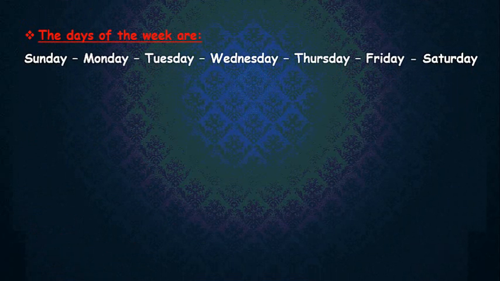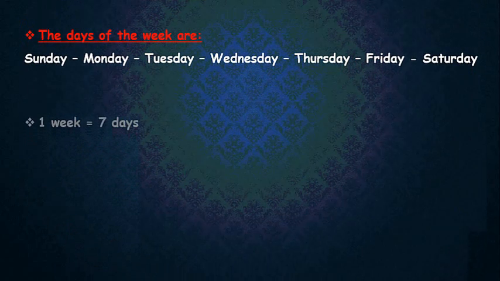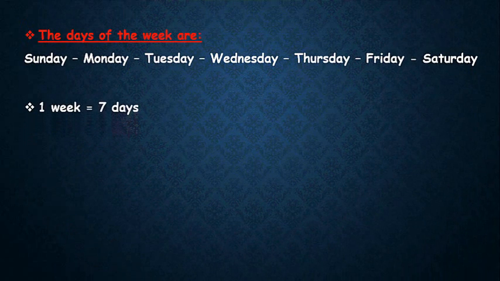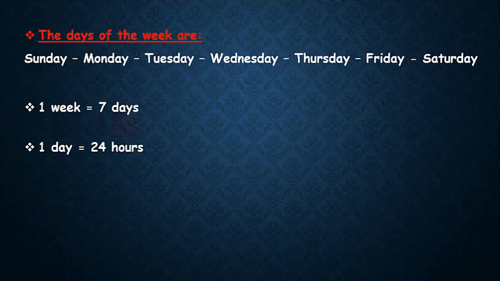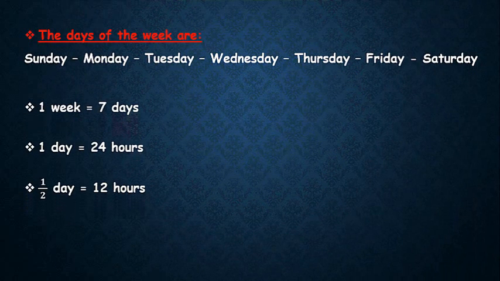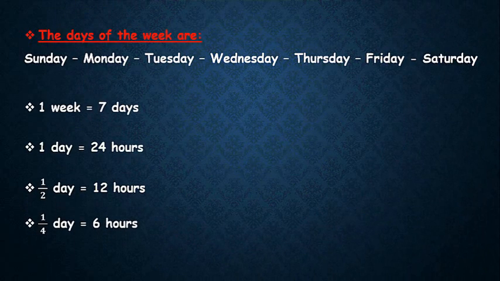And now let's talk about the days of the week. The days of the week are Sunday, Monday, Tuesday, Wednesday, Thursday, Friday, and Saturday. So there are 7 days in a week. So 1 week equals 7 days. 1 day equals 24 hours. Half day equals 12 hours. And quarter day equals 6 hours.